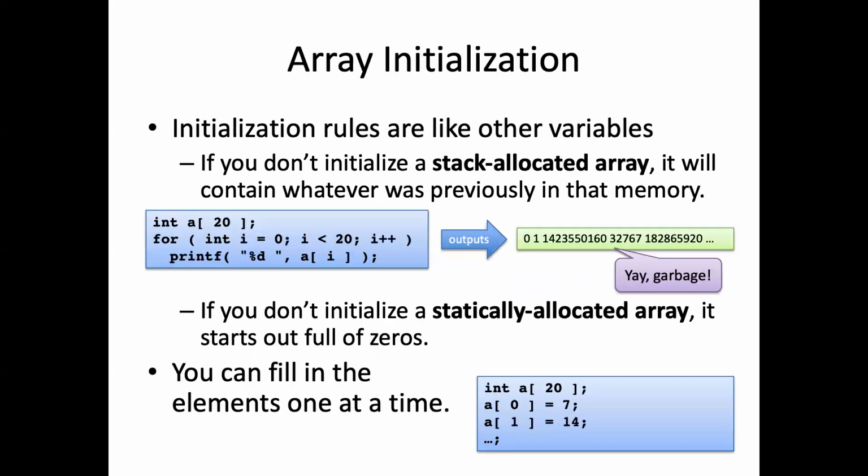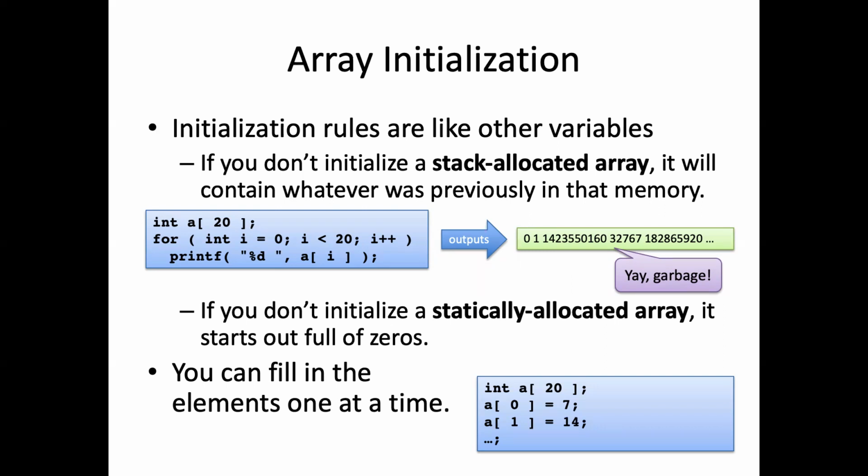The place you declare it determines how it's initialized, just like any other variable. So if you allocate an array on the stack, like a local variable, and you don't put anything in it, then it's going to start out probably containing garbage. Like any other stack variable, it starts out using the same memory that you've probably used to store other stack variables before you started using that memory for an array.